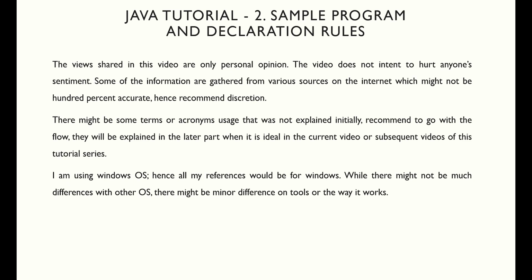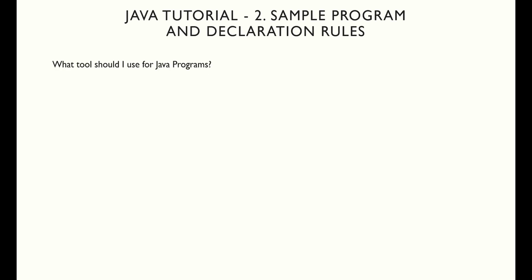While there might not be much difference with other OS, there might be minor differences in tools or the way it works. To write and execute a Java program, you would need JDK, Java Development Kit, installed on your computer. In case you haven't installed Java yet or are looking for how to install, please check my previous video. Once you have installed Java, check the path variable and, based on necessity, set the JAVA_HOME variable. Then you are about to start writing a program.